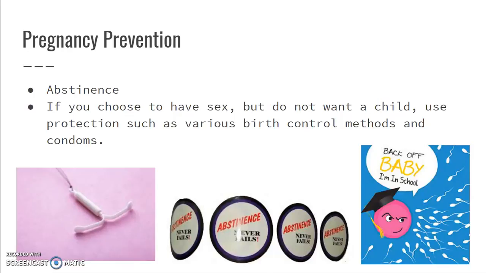Rather than getting an abortion, there are things you can do to prevent getting pregnant before. You can have abstinence, which is not having sex at all and not engaging in any intercourse, which would make it impossible to have a kid. Or if you do choose to take that step, but you don't want a child, you use various birth control methods to prevent having that baby at the point before, rather than taking care of it after it's too late.